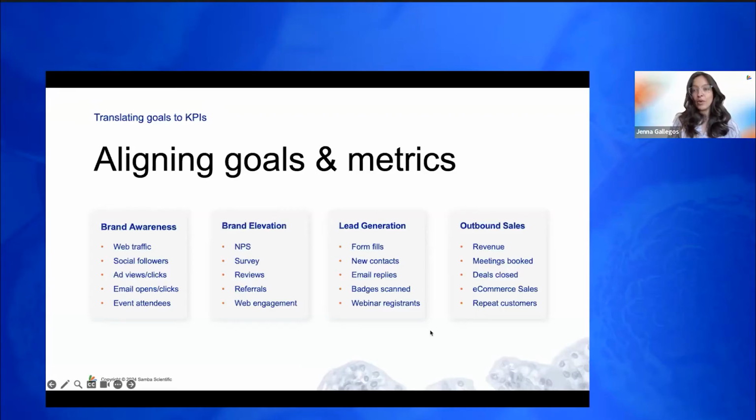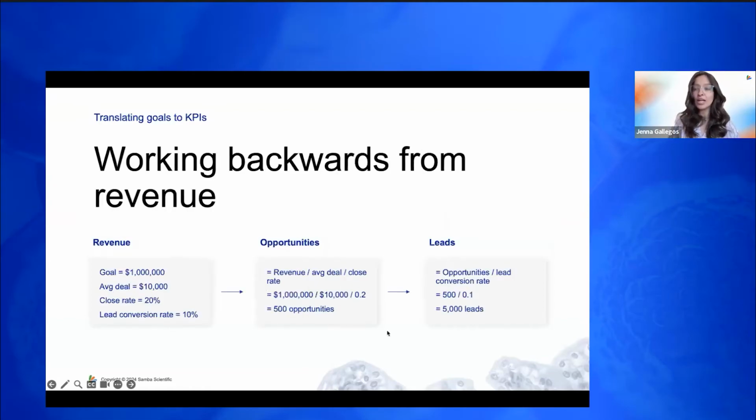So commonly what we'll find is that companies will have a revenue goal, but they won't really have any other clearly defined goals. So all of these other activities that are leading up to revenue, they don't have them clearly defined. So one of the things we'll do first is help them work backwards from a revenue goal, which is really a sales metric, to a lead generation goal, which is a marketing metric. And the way that we do that is actually pretty simple.